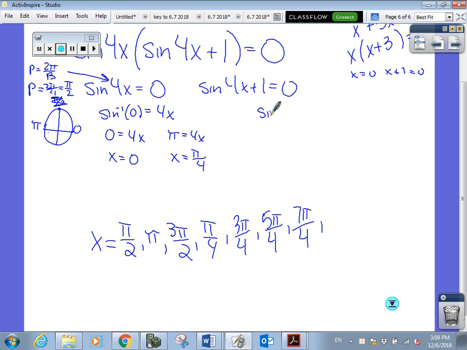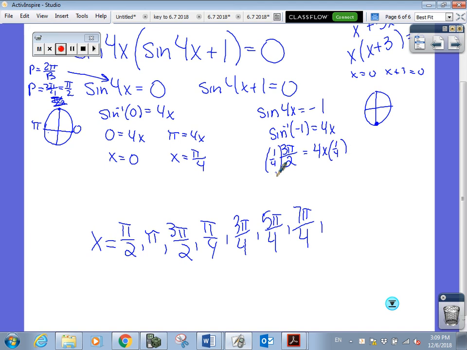So now we move over to the second factor. Sine 4x equals -1. That means the inverse sine of -1 equals 4x. This happens down here at 3 pi over 2. I saw a lot of people in their quiz say this is 3 pi over 4 down here. Equals 4x. Multiply both sides by 1/4, which is dividing by 4. And x equals 3 pi over 8.